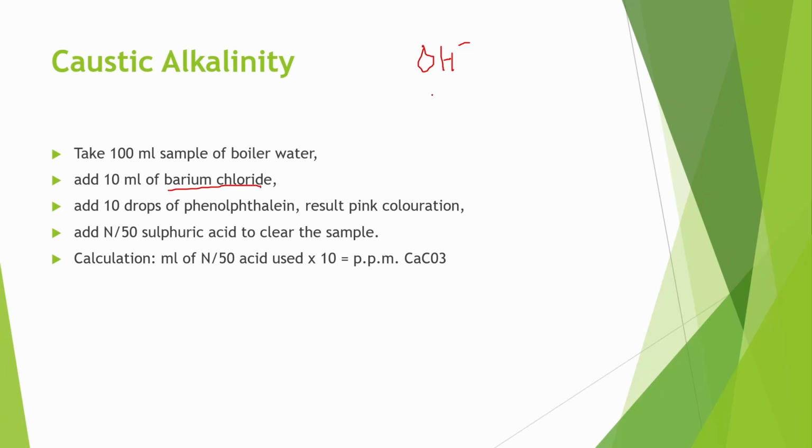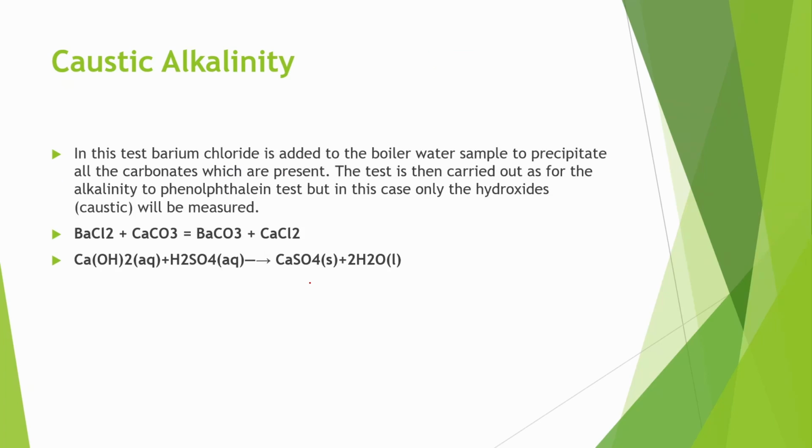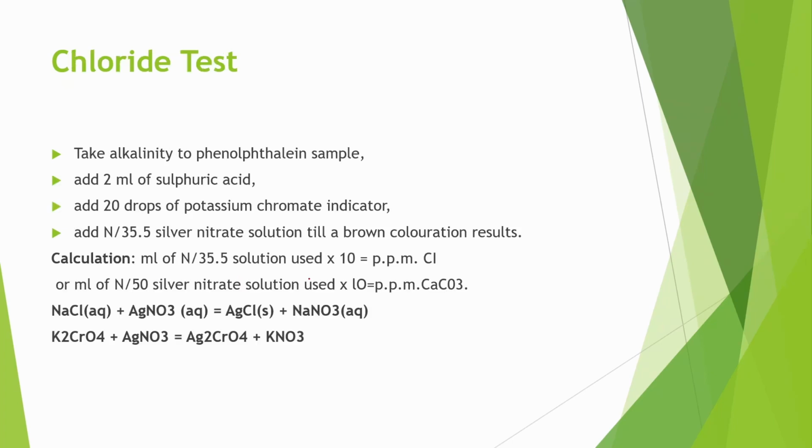So carbonate को हमने टैकल कर लिया बेरियम क्लोराइड के साथ. तो जब बेरियम क्लोराइड ने सारा कार्बोनेट को टैकल कर लिया, तो हमने सिंपली फिनोल्फथलीन ऐड किया, सल्फ्यूरिक एसिड ऐड किया, 10 से मल्टीप्लाई किया, और ppm of CaCO3 टर्म्स में अपने को कॉस्टिक एल्कलिनिटी मिल गई. So that is the reaction. Barium chloride reacts with the CaCO3, gives us barium carbonate and calcium chloride. And here we have calcium hydroxide, and H2SO4 gives us calcium sulfate and 2 molecules of water.